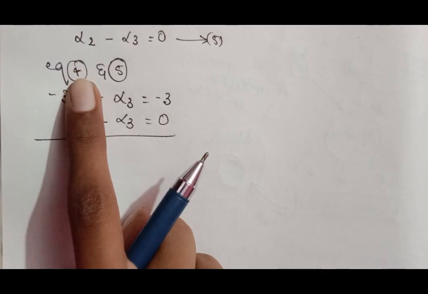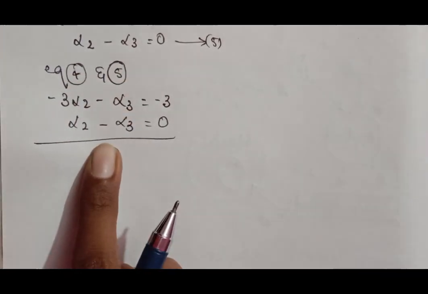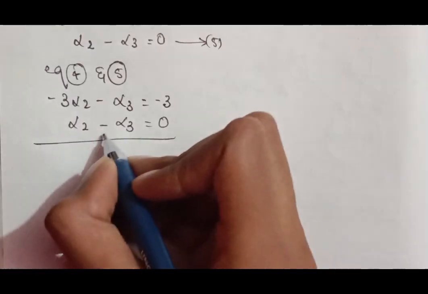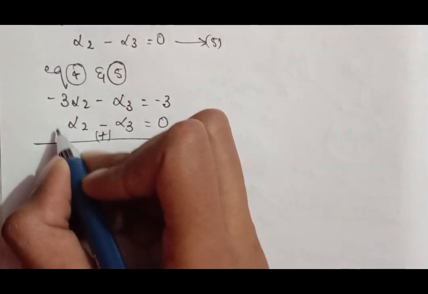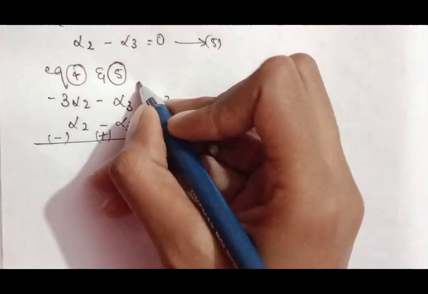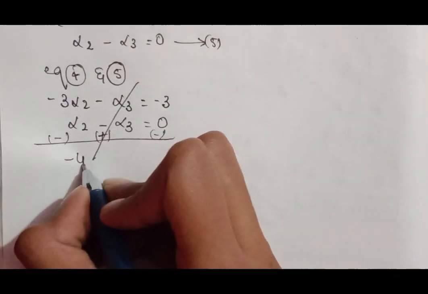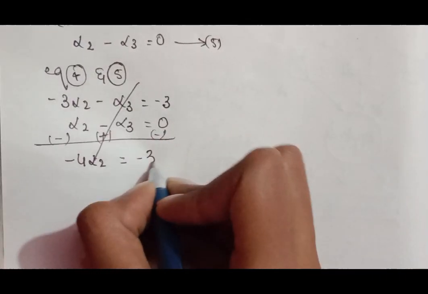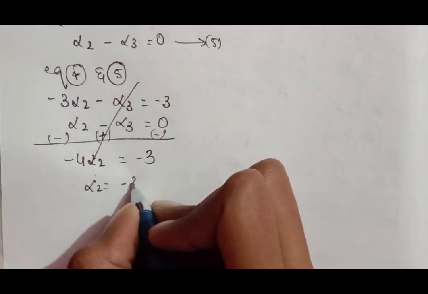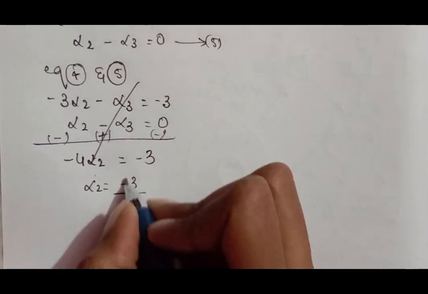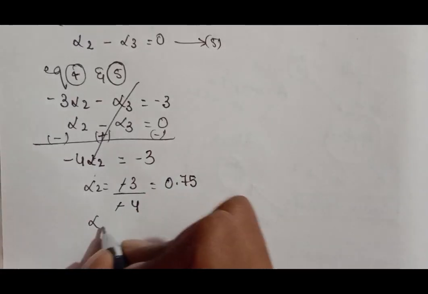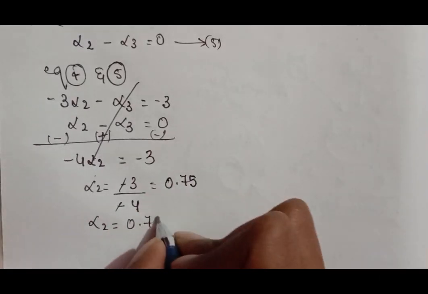So I'm considering only equations 4 and 5, and cancelling the terms in order to get the value. Here, after changing the sign, this is plus, I'm changing to minus, and this is minus. So these terms get cancelled, and I'll get 4 alpha 2 equals minus 3, and alpha 2 is nothing but minus 3 divided by minus 4. Minus minus gets cancelled. 3 by 4, which is nothing but 0.75. So alpha 2 value is 0.75.